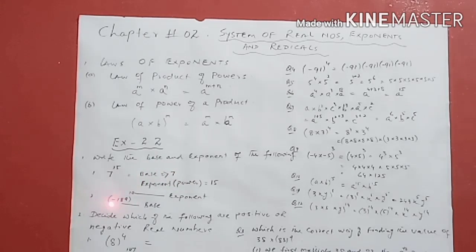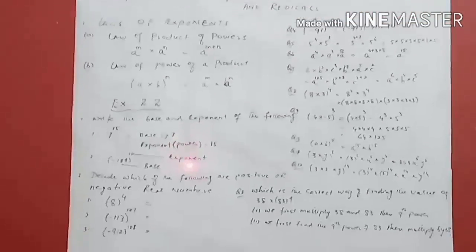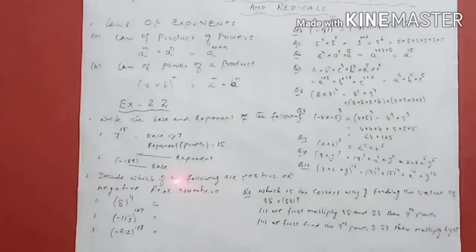Question number 2, minus 189 raised to power 10. That means minus 189 is a negative term and it is the lower number, therefore it is known as the base, and 10, which comes over the minus 189, is known as the exponent. Now question number 3 of this question, do it yourself. It is a single line question.